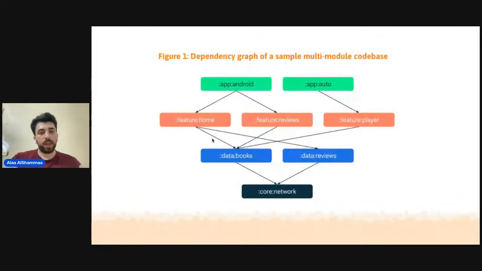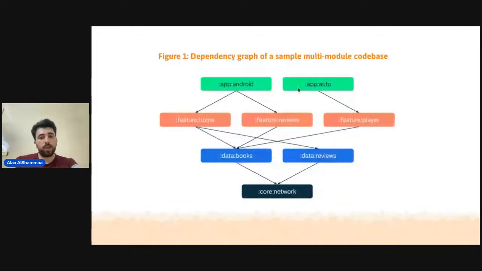So with an architecture where you mix between the layered architecture and the feature architecture, each feature has its own data and its own domain layer, and you can reuse each module and each component in a way based on the needs of your business. For an example like this, we have two apps: an app for cars, Android Auto, and an app for the mobile device.